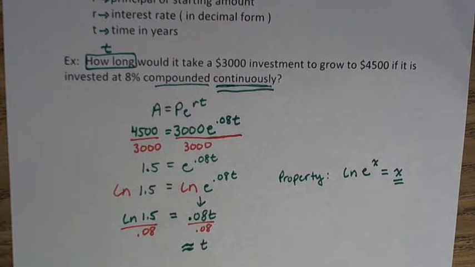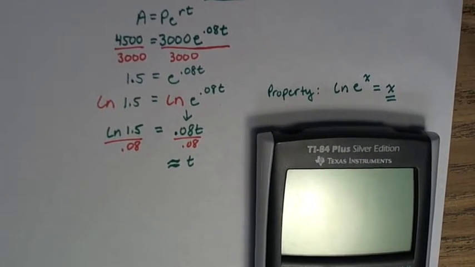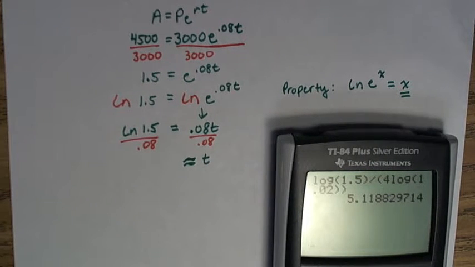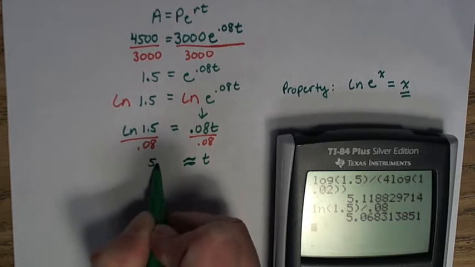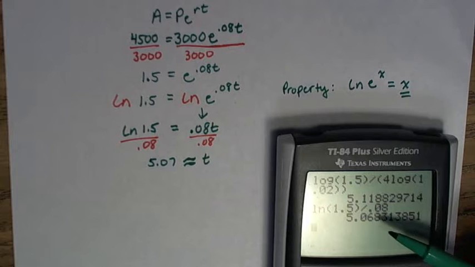So t is approximately, let's pull up our calculator here again and see what we come up with. Remember when we did it with the other formula, we had 5.1188. Well, now if I take the natural log of 1.5 and divide that by 0.08, again, make sure you're closing off this parenthesis to get the right answer, and hit enter, it's now going to take not quite so long. It's approximately 5.07. And so notice the difference in those two numbers.